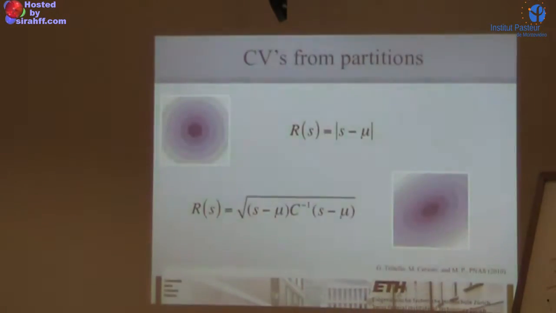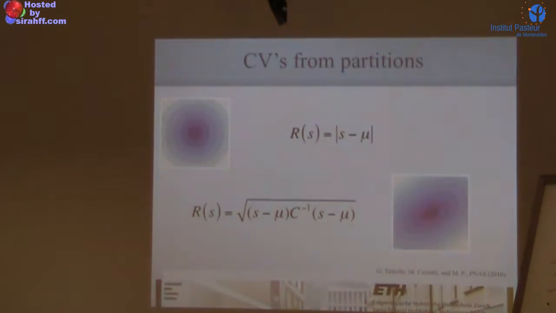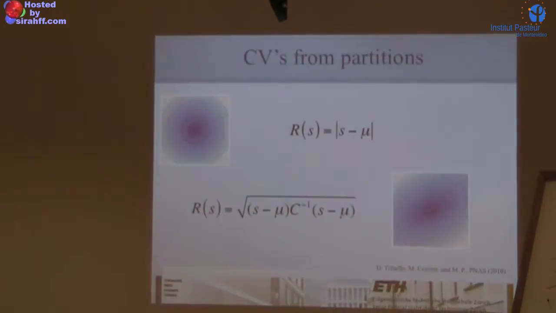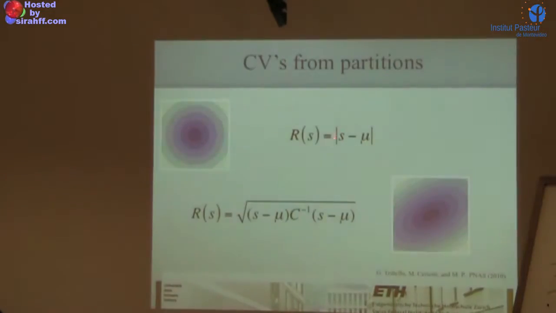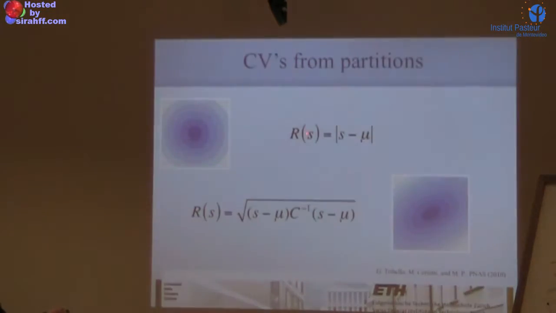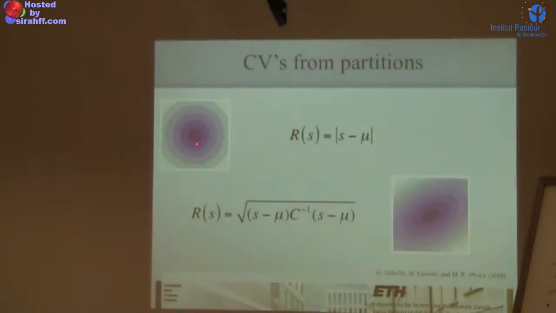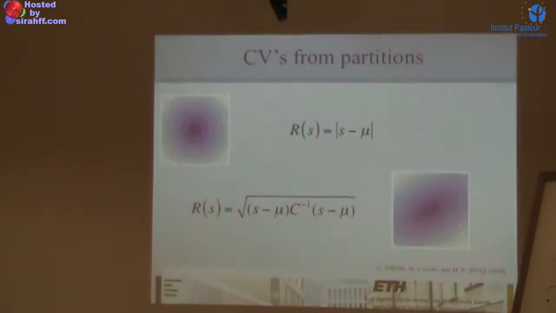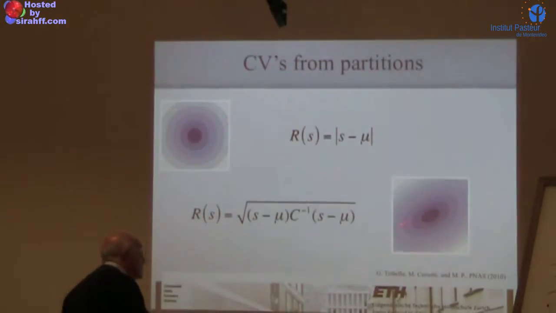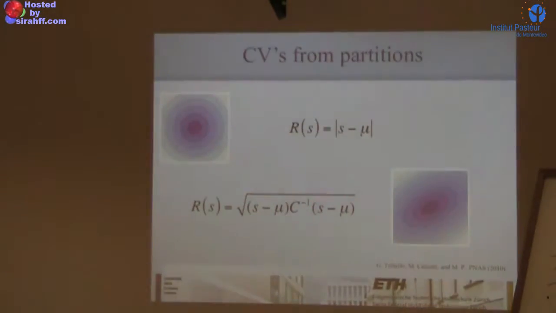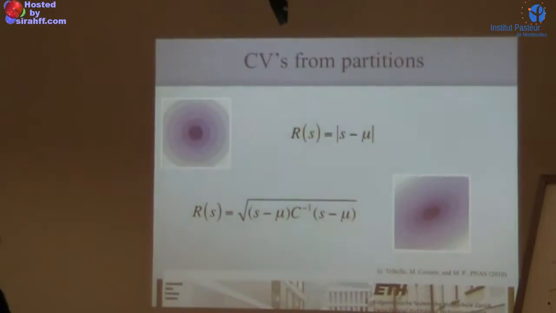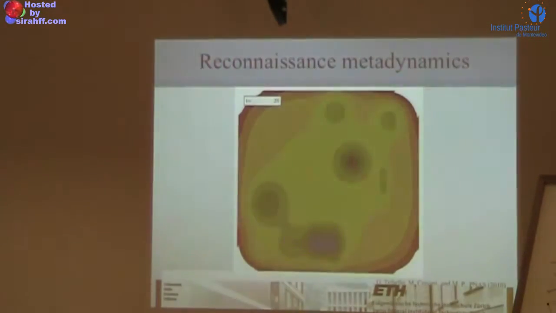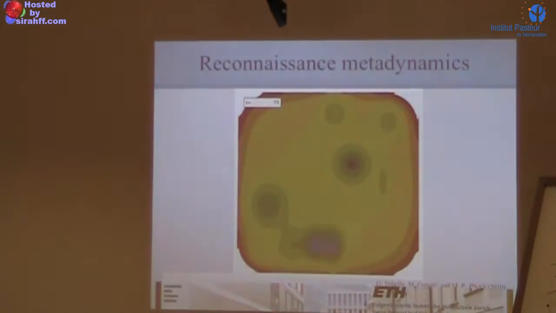Now, the idea is, I have my Gaussians, and I use in a metadynamics sense local collective variables: the distance from the center of the Gaussian. In the case that the Gaussian is spherical, this will be our collective coordinate. In the more common case in which the basin, the Gaussian, is not spherical, we have to use the covariance matrix. But that's just a trivial thing. So that's as a way of introduction. And we now go to what we discussed, what is reconnaissance metadynamics.